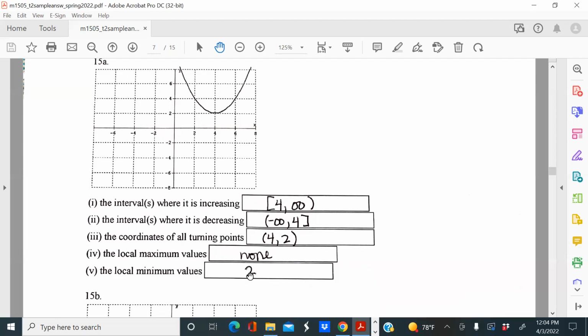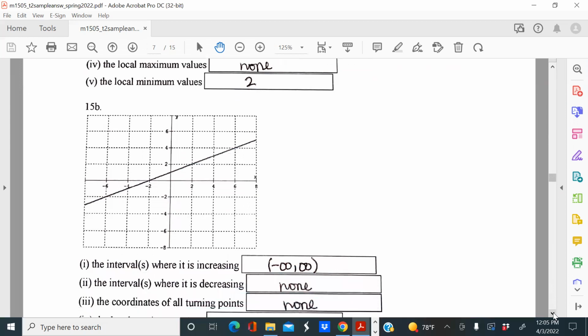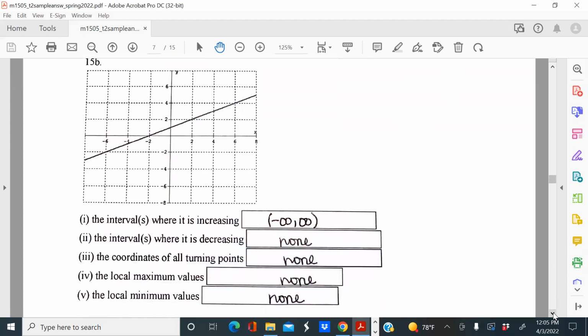2 is technically the exact correct answer, but if you put 4,2 here as well, that would be all right. All right, let's try another one. Now, this is kind of a trick question that I threw in. This is just a straight line with positive slope. So notice this function is always increasing from left to right, right?